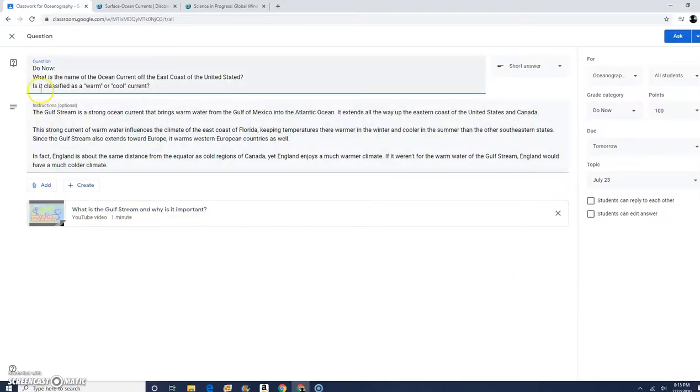Okay, so at this point you should be able to answer the do now question. What is the name of the ocean current off the east coast of the United States? And is it classified as a warm or cool ocean current? So the answer here, pretty well highlighted in this first sentence here. So that would be a good thing to include in your answer. At this point, you should be able to complete that do now very quickly.